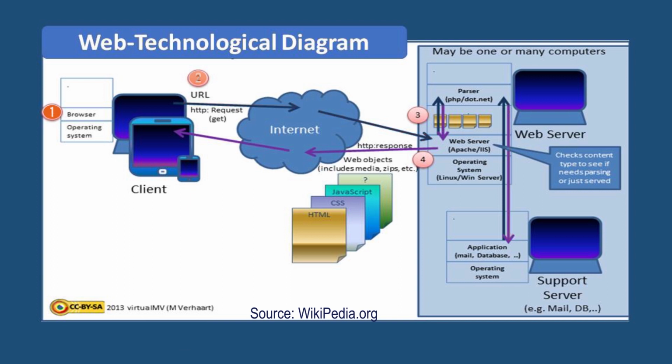How will that internet component talk? It will talk to the parser of the web server. Then there is the operating system. From that place, it interacts with various technologies like applications, the web server and the support server. So these components are involved in the web technology diagram. This is also one of the main outcomes of the planning documents.